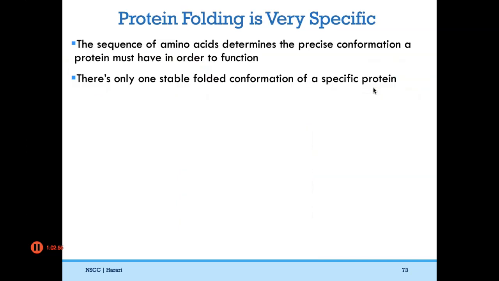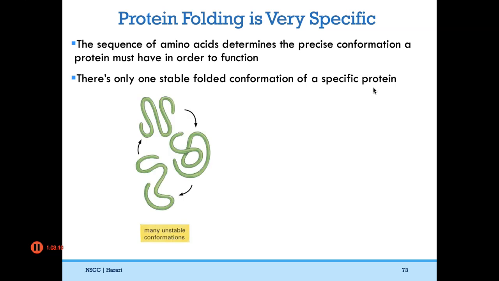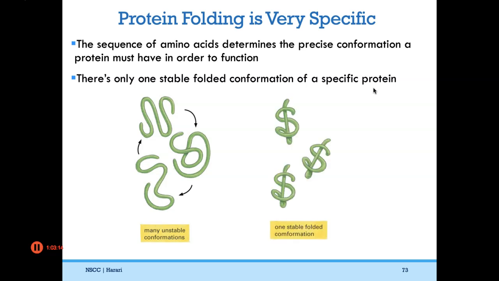So like I said, the sequence of amino acids determines the precise conformation a protein can have in order for it to function. And there's only one way to fold a protein. There's only one stable form of a protein. So a polypeptide can try many different conformations, but there's really only one stable folded conformation.